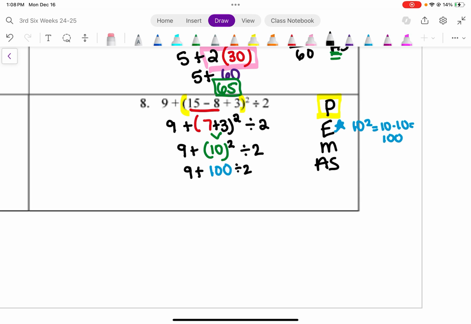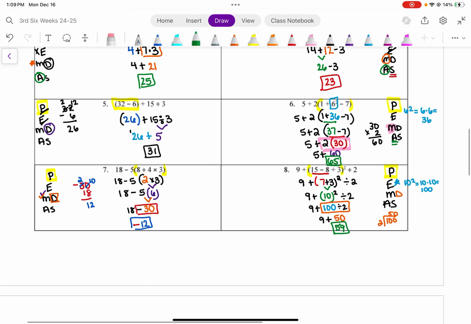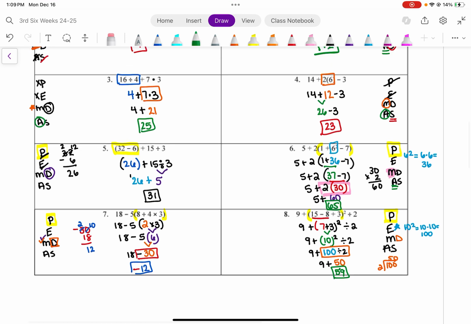Then you're going to have to divide, 100 divided by 2, which is 50. And then I'm going to bring down the 9 plus. I'm going to add those, and I'm going to get 59. Okay. So there is that. Remember, you can always back it up and rewatch anything that you need to see.